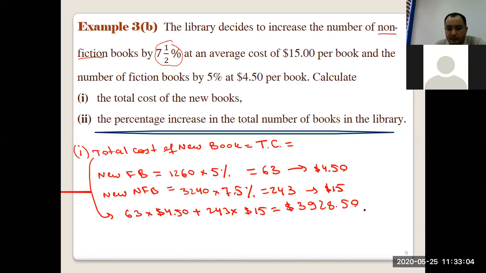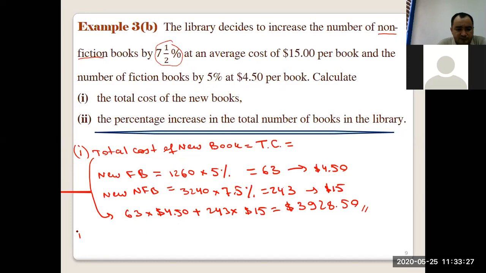Okay. So actually the university should spend this much money if they are willing to increase the number of non-fiction books by this percentage, and if they're spending around $15 for each non-fiction book. And they're going to increase the number of fiction books in the library by 5% and going to spend 4.5 on average for each book.